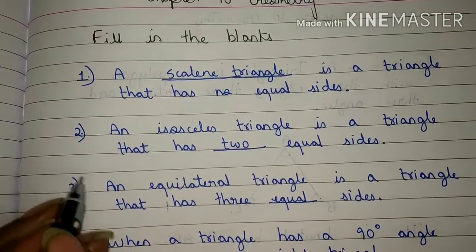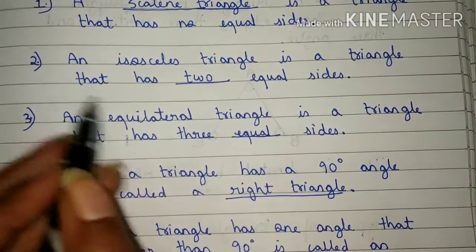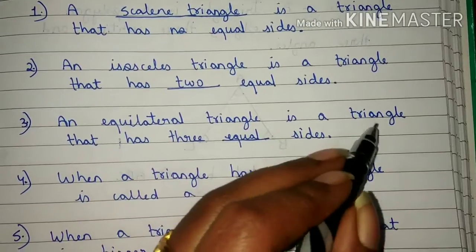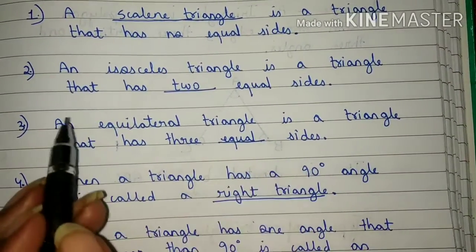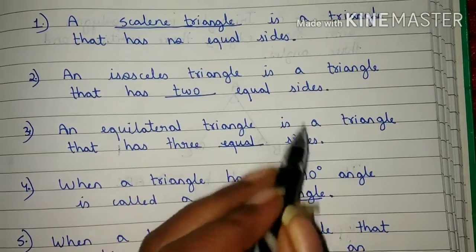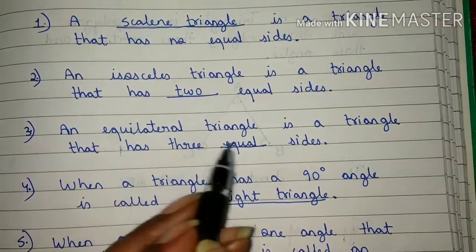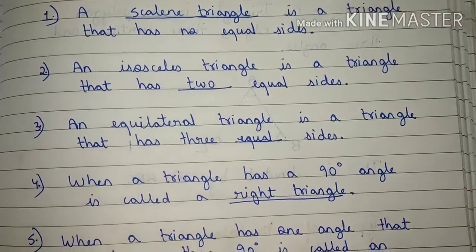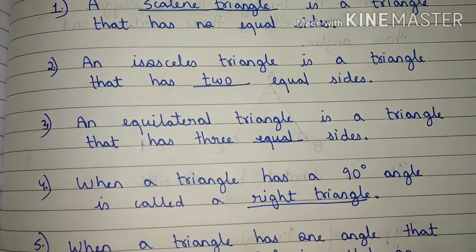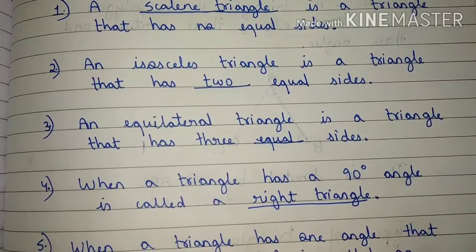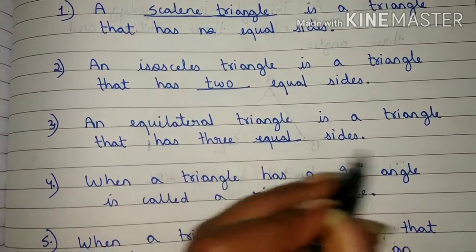Students, now come to third. An equilateral triangle is a triangle that has three dash sides. An equilateral triangle is a triangle that has three equal sides. Students, equilateral triangle is a triangle in which all the sides are equal.